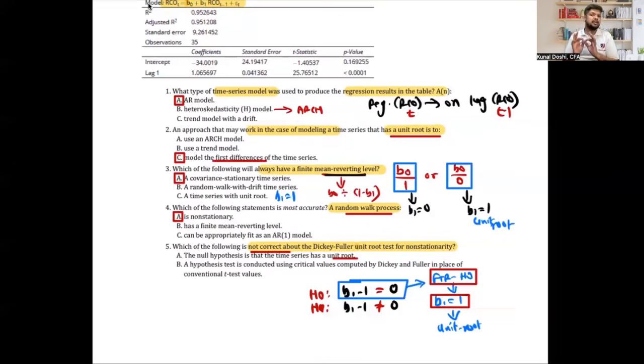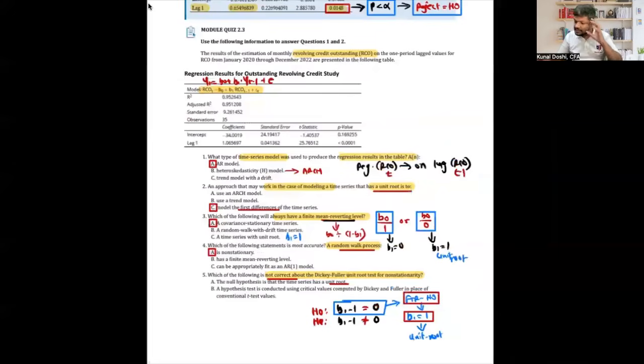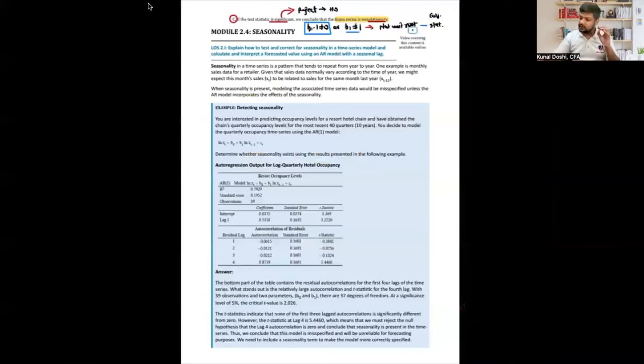First, we need to test whether the coefficients are covariant stationary or not. We test it using either the normal autocorrelation test or the Dickey-Fuller test. When our outcome proves that there is unit root, we can't use it. If it is not unit root, then we can use it. Clear? Understood? Very interesting thing. Got it? Yes. And we did a question related to that as well.